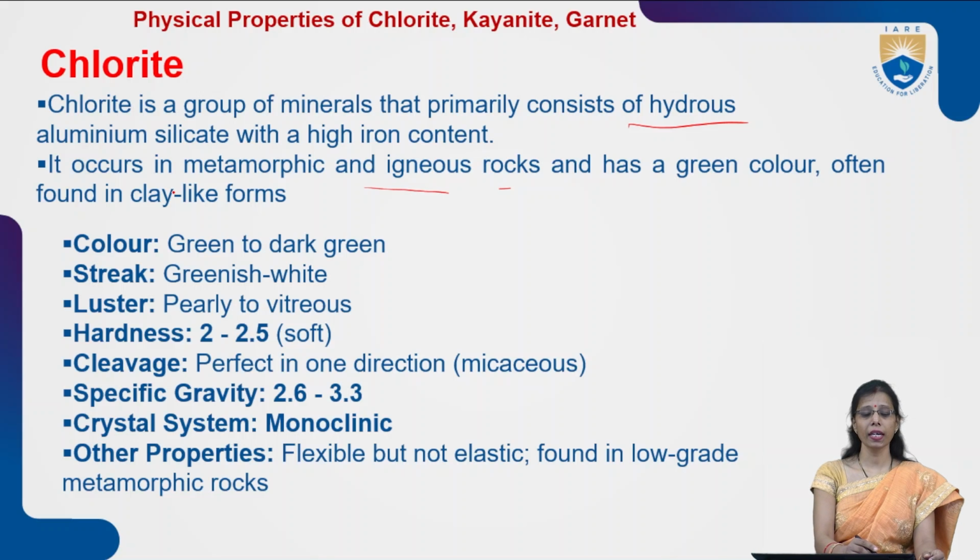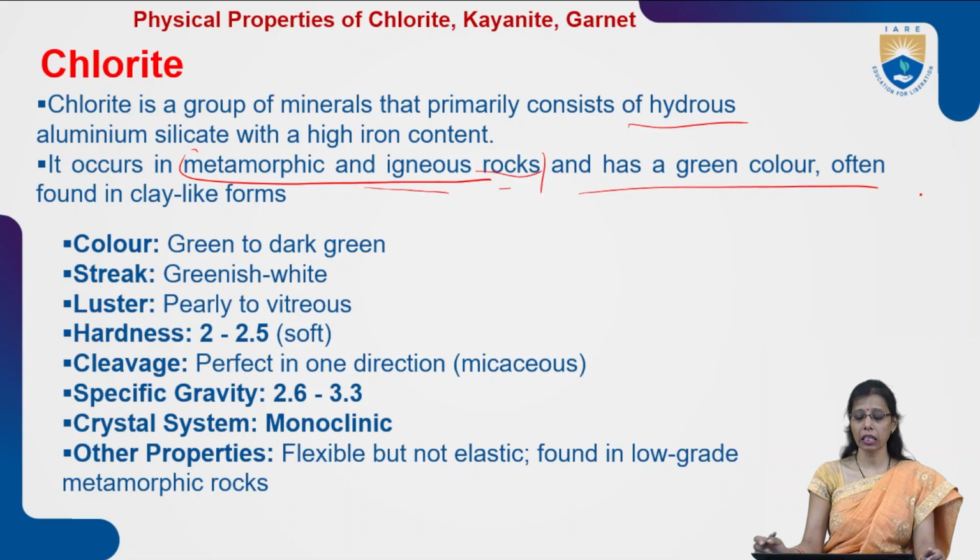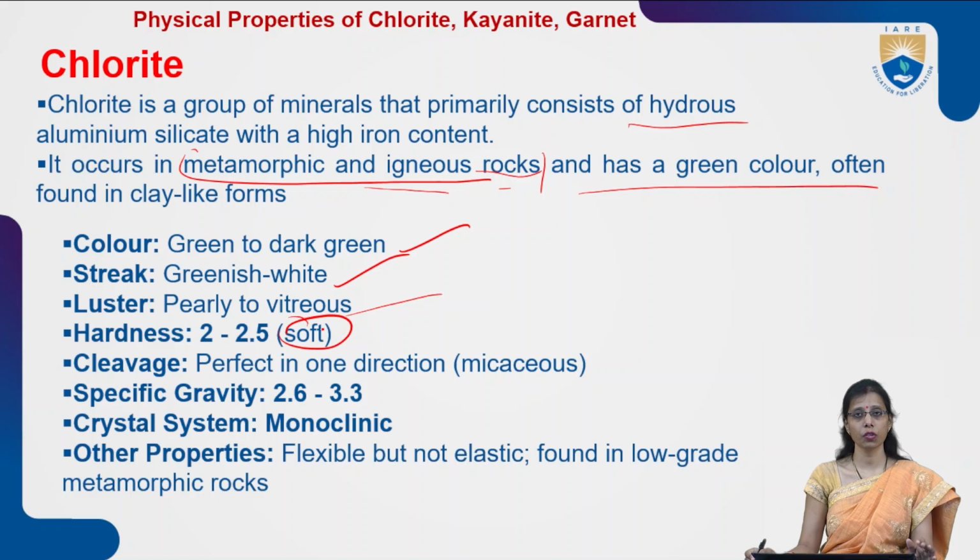So basically this chlorite is found in metamorphic and igneous rocks and has a green color, often found in clay-like forms. The color will be green to dark green, and the streak is greenish white. Now luster is pearly to vitreous and hardness is 2 to 2.5. That means it's a soft kind of mineral, a very soft mineral.